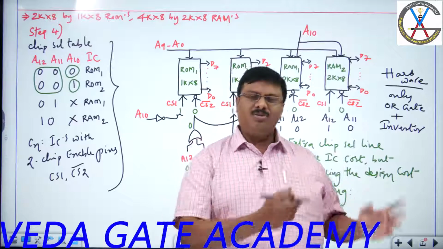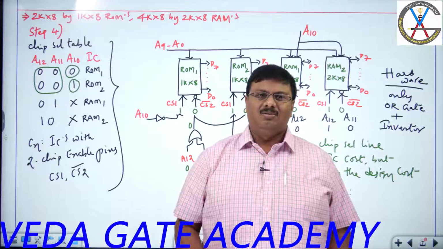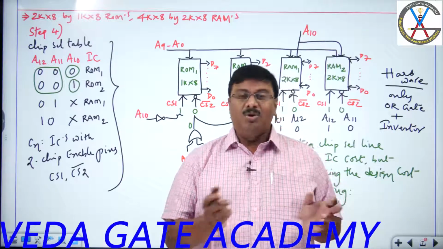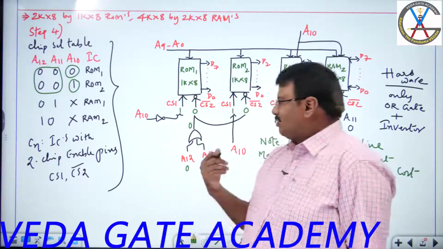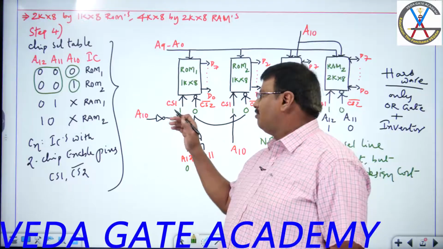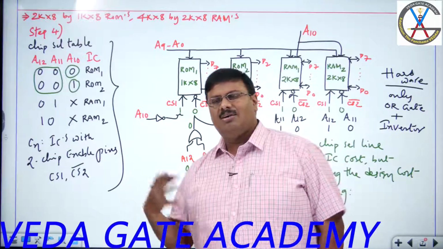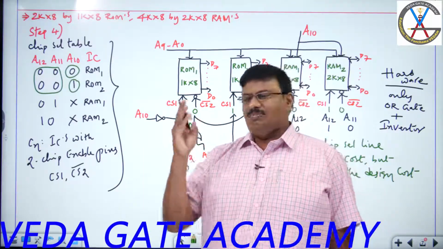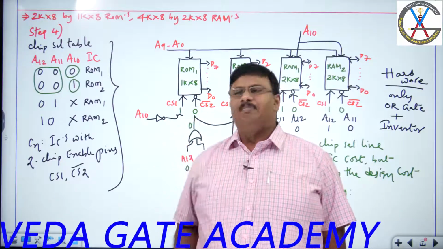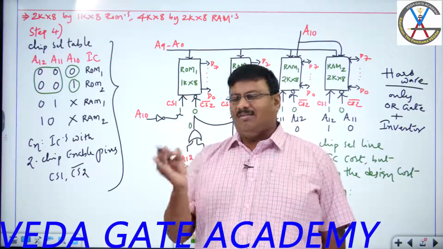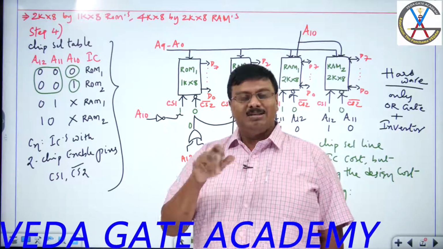So the hardware is a 2:4 decoder, two AND gates, and one NOT gate, and we went with 2 enable lines. It has drastically reduced to using only an OR gate and an inverter. In between, how did we frame this? Step number 1 is the basic requirements. Step number 2 is the hexadecimal space map. Step number 3 is the voltage level, binary level space map. That is important for us.